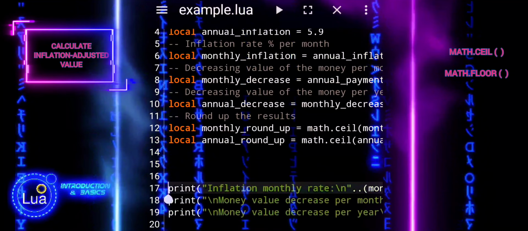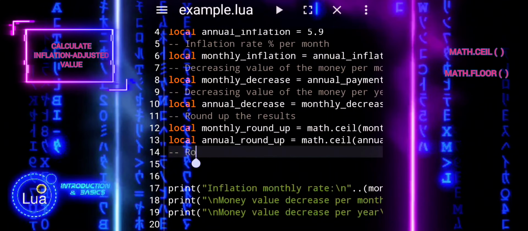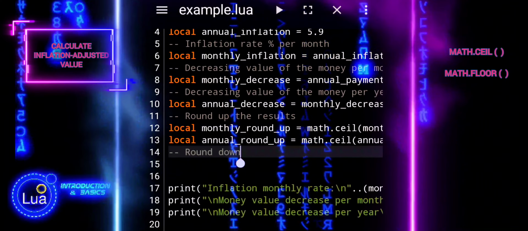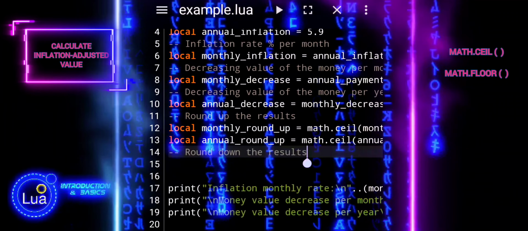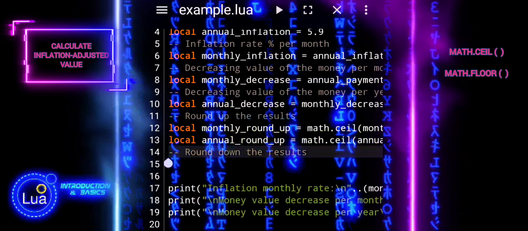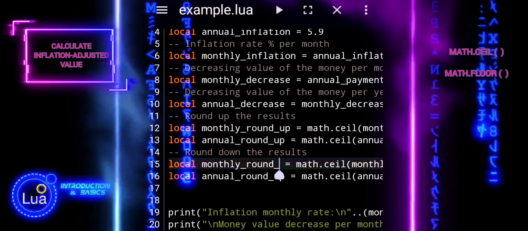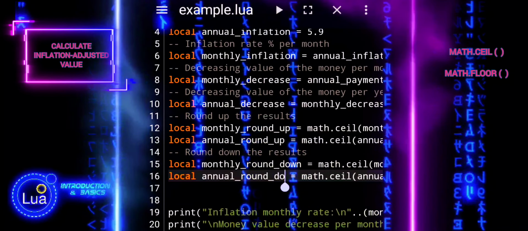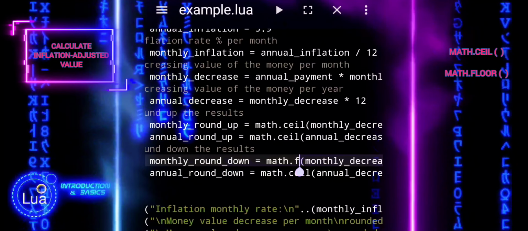Next lines of code round down the calculated decrease in the value of money per month and per year to 2 decimal places. Rounding both up and down allows for a more comprehensive analysis, enabling comparison between the rounded up and rounded down values to determine which rounding method is more appropriate or convenient for a given scenario. By providing both rounded up and rounded down values, the code facilitates a comparison of the potential impact of inflation on financial calculations from both a more optimistic and a more conservative perspective.